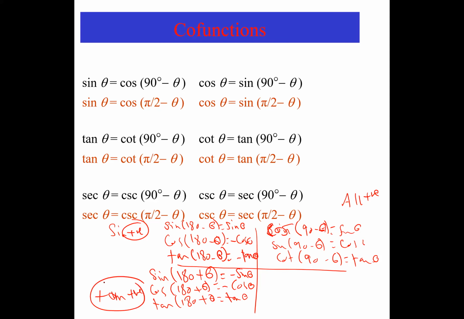Here sine 360 minus theta, or sine negative theta, equals negative sine theta. Cosine 360 minus theta equals cosine theta, because cosine in the fourth quadrant is positive, and tan 360 minus theta equals negative tan theta. I'm going to solve some questions on these properties now.